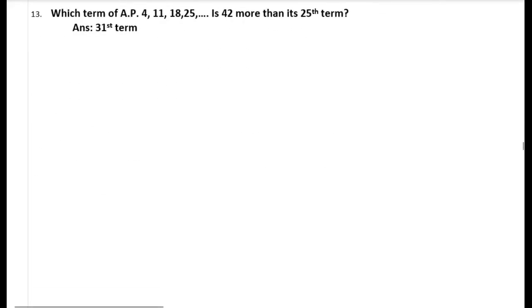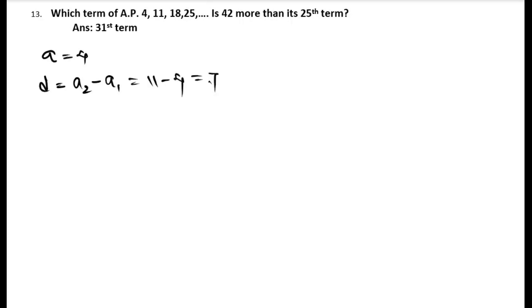Next question. Which term of the AP 4, 11, 18, 25 and so on is 42 more than its 25th term? So what is the first term? First term is 4. What is the common difference? a2 minus a1, that is 11 minus 4, and that is 7. 7 is the common difference. First term is 4, common difference is 7.